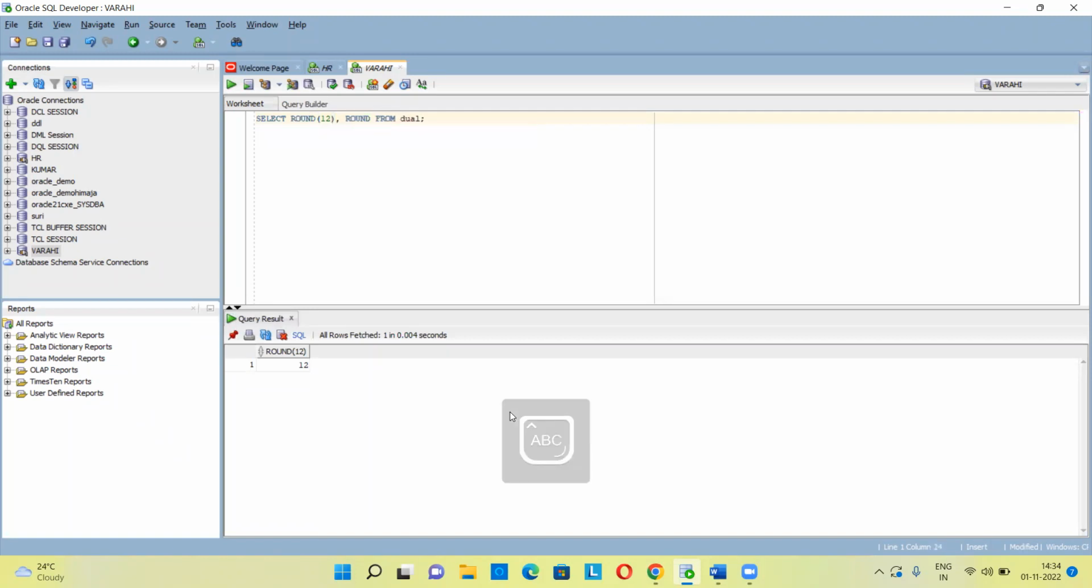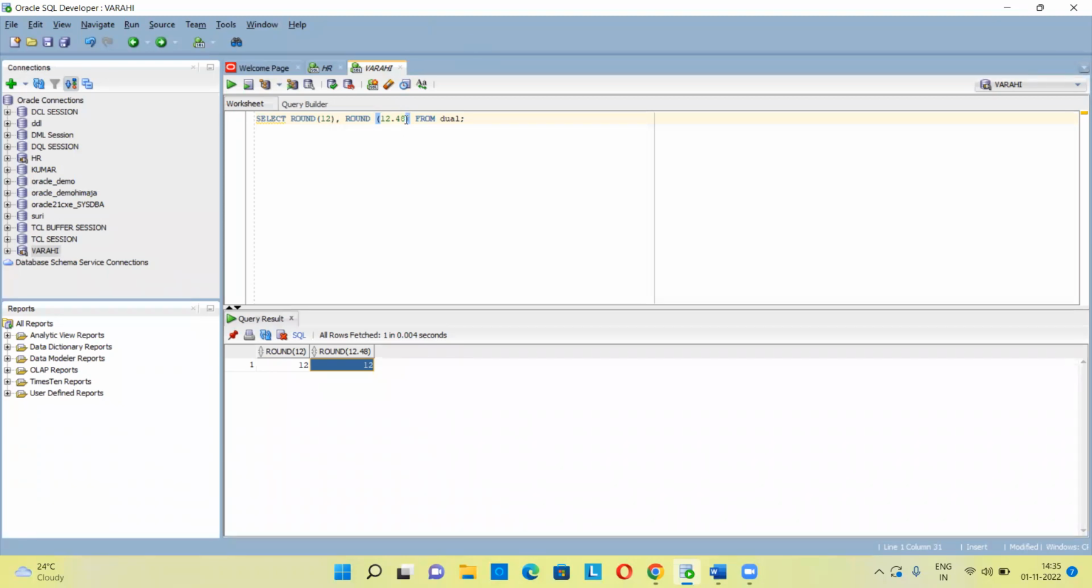Now I'm passing round of 12.48. What will be the output for this 12.48? In case of ceil, of course, it will round to the nearest highest value, so the output will be 13. But now it's not like a ceil. It is going to round the value based on a second parameter. But I'm not passing any second parameter here. So what it will do, we'll see now. What is happening? It's just returning 12.